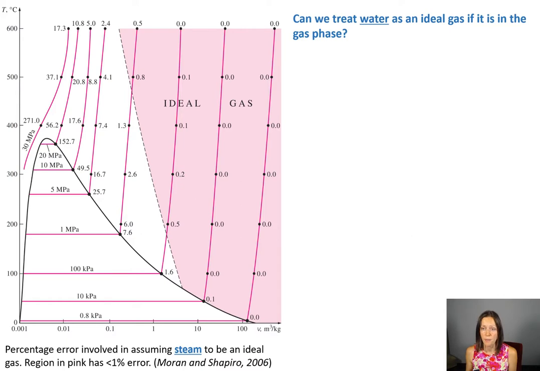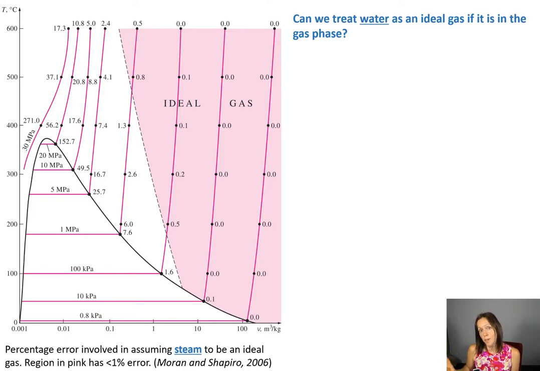In addition to those lines of constant pressure, you've got these little dots, and next to those dots you've got numbers, 0.0, 0.1, 0.8, and so on and so forth. Those values are the percent error involved in making the approximation that water behaves as an ideal gas at that particular state. Anywhere in the pink region, you've got a pretty low percent error in making that approximation. But in the white region, of course, that error goes up.